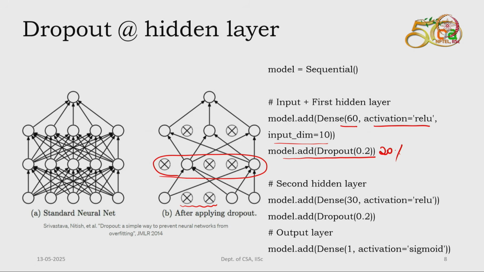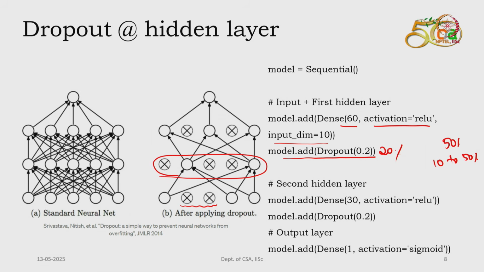Now, is it compulsory that we always need to write 20%? The answer is no. We can have anywhere up to 50%. So, 10 to 50% is a good dropout percentage. So, once again it is a hyperparameter. You can fine tune it and then see what best suits the data set that you have considered.